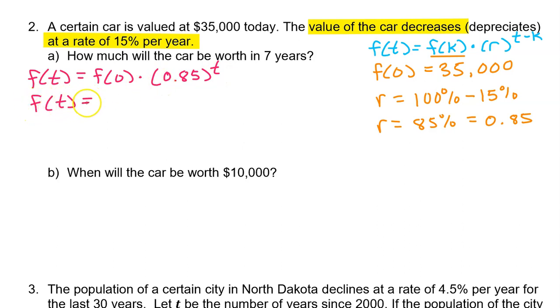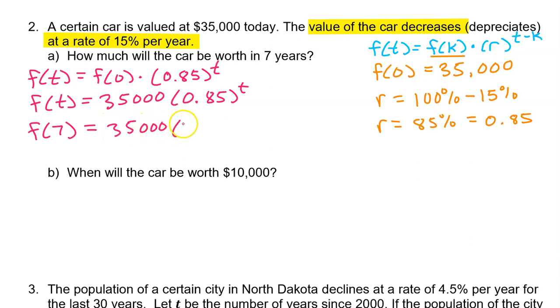f at 0 is 35,000, so we have f of t equals 35,000 times 0.85 to the t power. It is okay if you skip this step. Now we can use this model to find the value of the car in 7 years. That will be f at 7, which will be 35,000 times 0.85 to the 7th power.